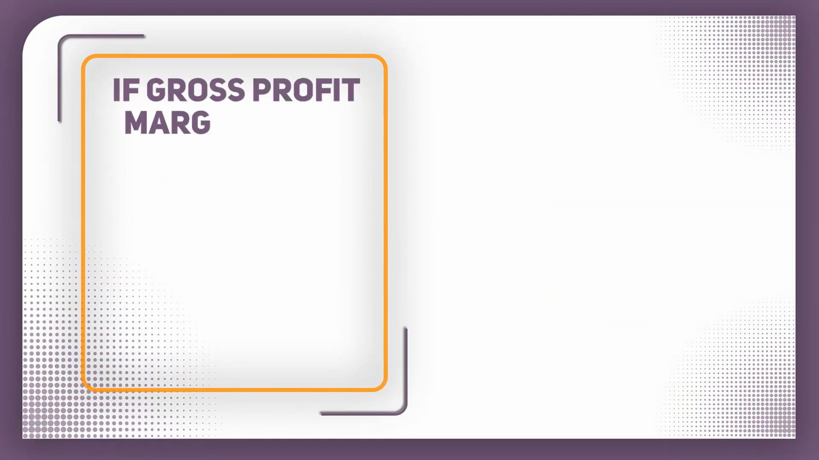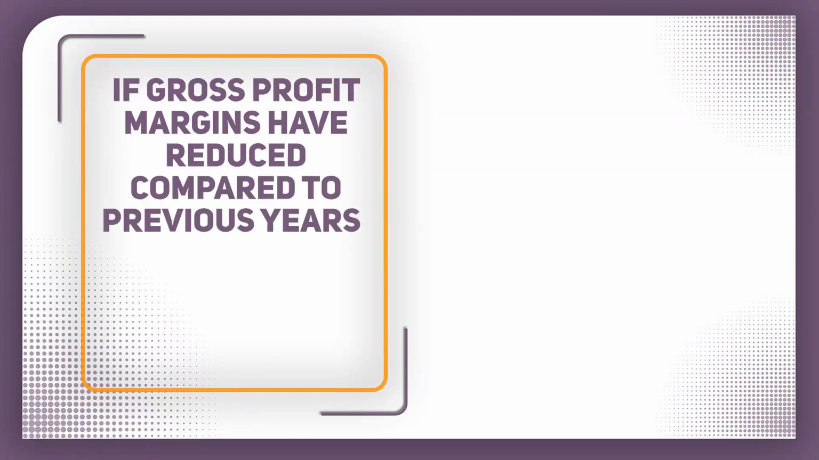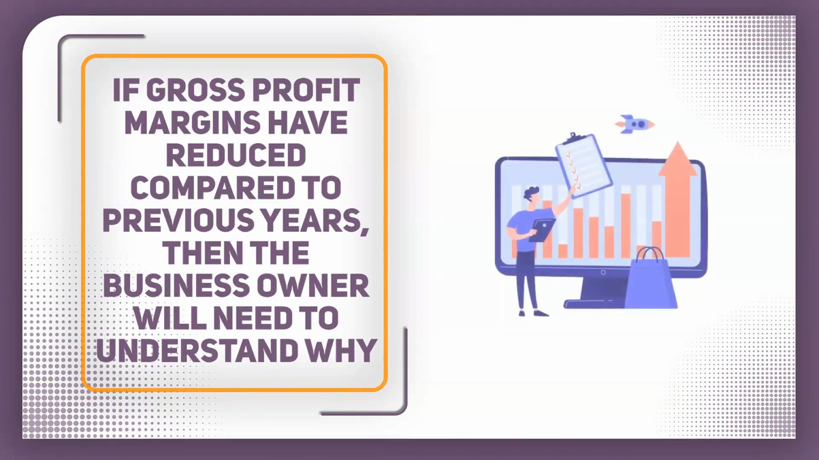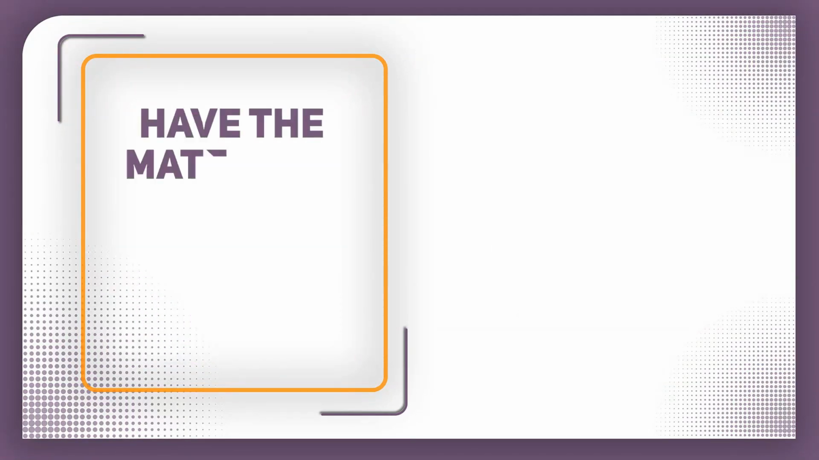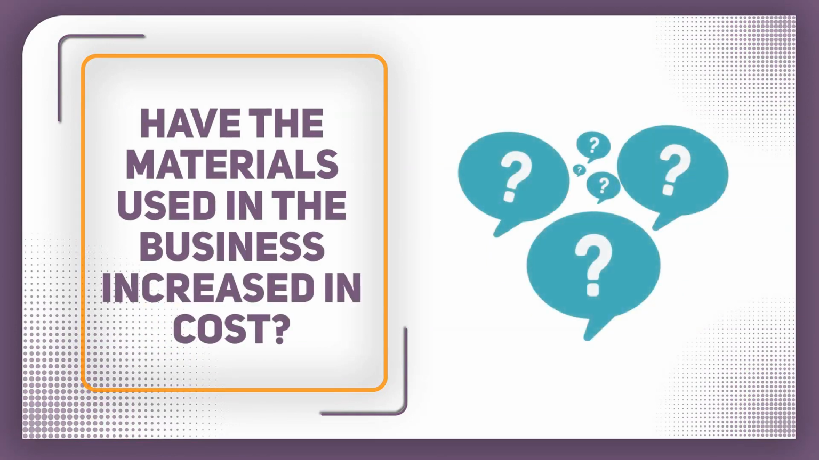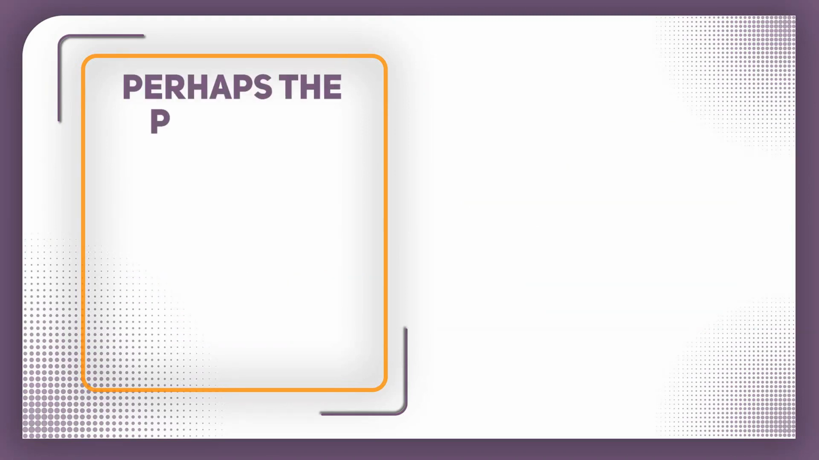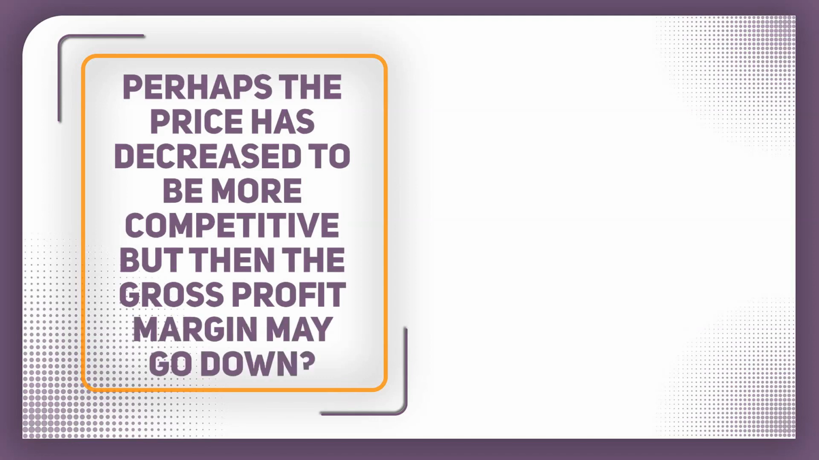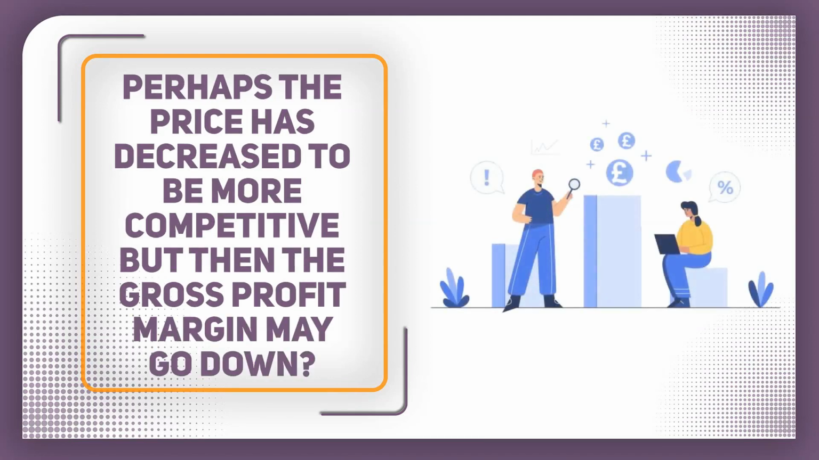On the other hand, if gross profit margins have reduced compared to previous years, then the business owner will need to understand why. It may be related to the cost of sales. Have the materials used in the business increased in costs? Or it may be related to the selling price. Perhaps this has been decreased to be more competitive, but then the gross profit margins may go down. So changes in the gross profit margin will always be related to the sales revenue or the cost of sales, because this is by definition what gross profit is.